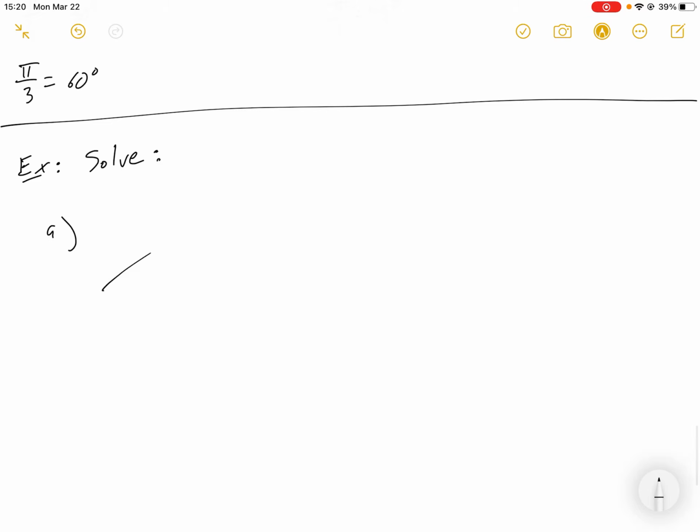Let's go ahead and set this up. Let's say the angle in this case is 45 degrees. And I'm going to say that the adjacent side is 5.